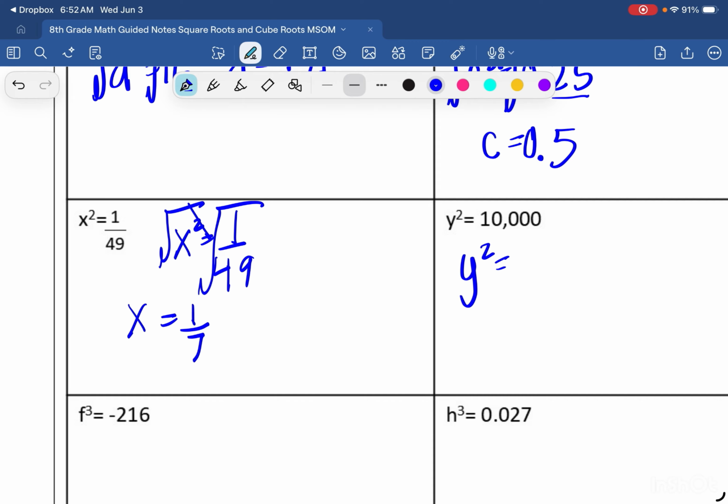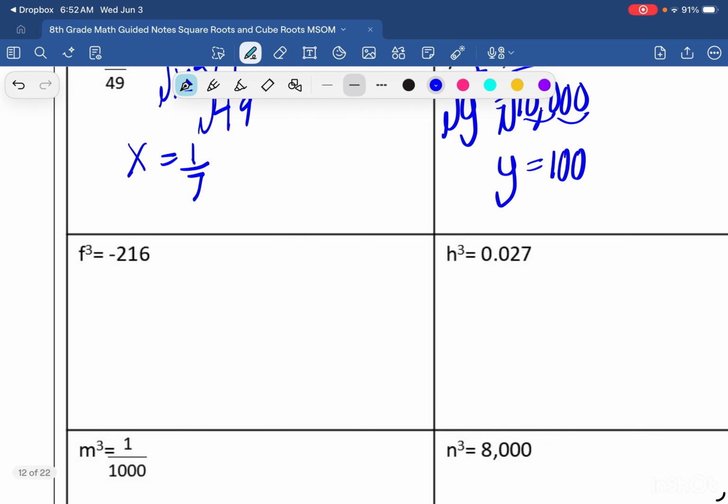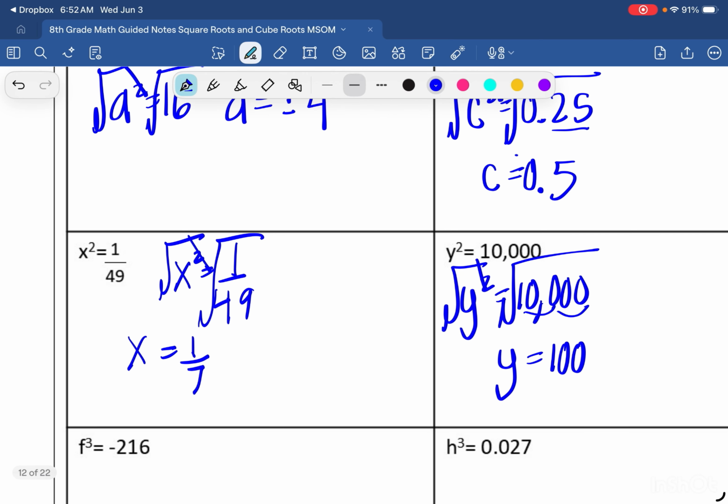Y squared equals 10,000. Square root of each side. What times itself equals 10,000? Notice that I have 4 zeros, so they'll be divided up into both factors. So y equals 100, because 100 times 100 will give me 10,000. Oops, and going back, I forgot to put plus or minus on these. So these are plus or minus 1/7, plus or minus 5/10, and plus or minus 100.